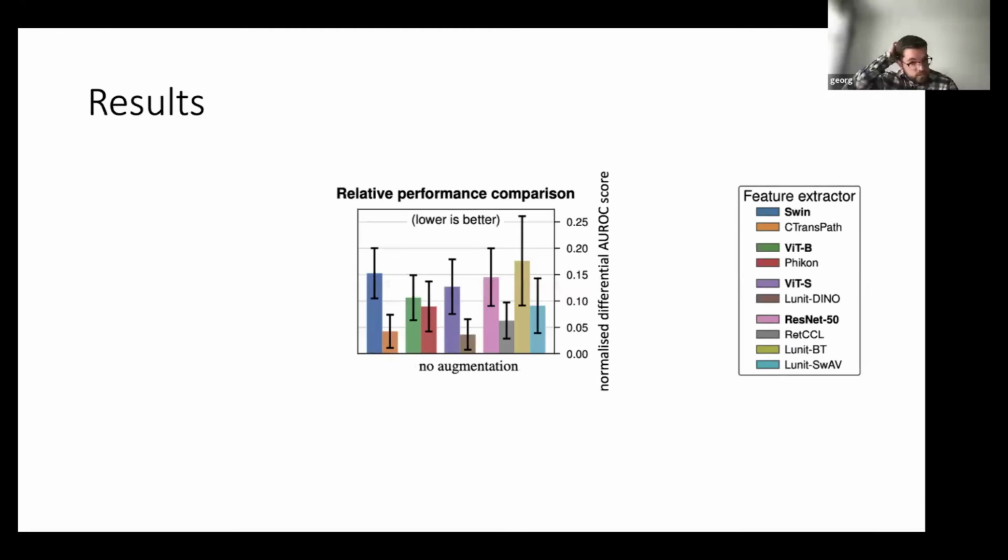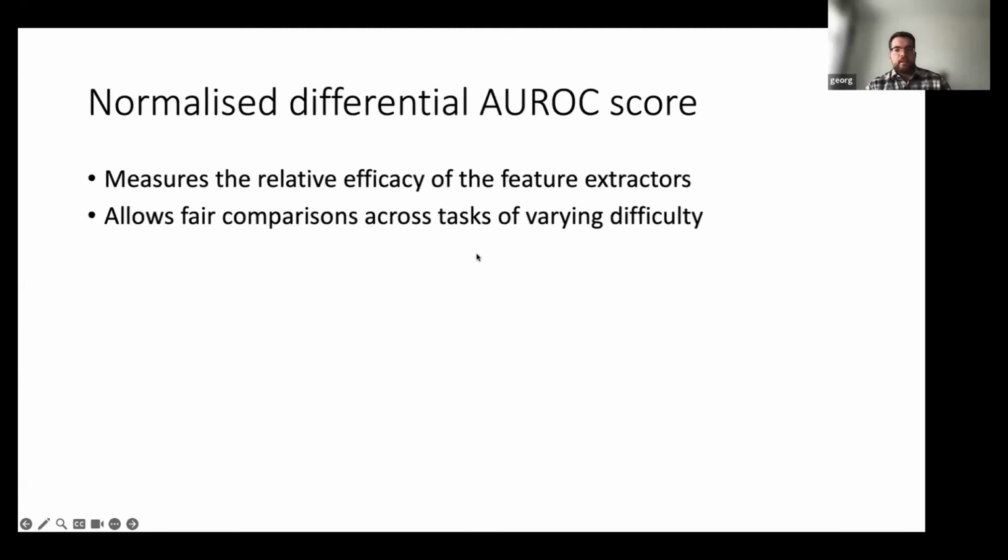Okay, the relative performance comparison. So another question we wanted to ask is, because we're comparing 10 feature extractors, which one is the best? And to do that, we compute this score, which we call the normalized differential AUROC score, which I will explain right now before we come back to this graph. So we were faced with the problem that we were comparing 9 different tasks, and those tasks were of varying difficulty. So some were easy, for example, MSI prediction.